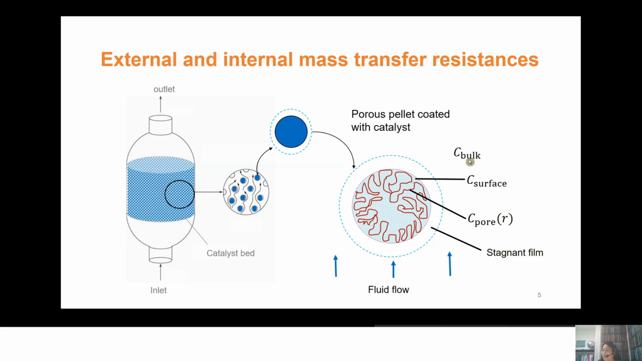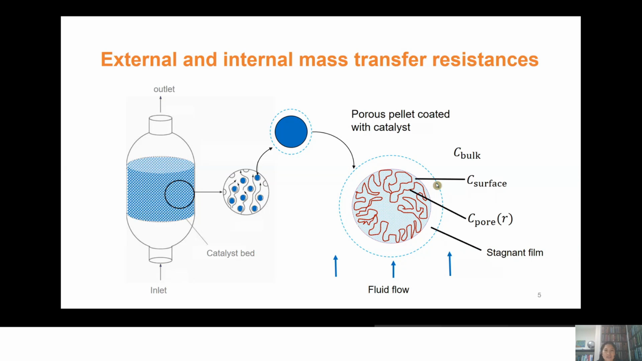The properties in the bulk are all uniform. But here in the stagnant film, the concentration of the reactant decreases from the bulk phase concentration to the surface concentration of the catalyst pellet. So the concentration here is higher than the concentration here. Why is that? Because there is a resistance associated with external diffusion, and we call that external mass transfer resistance.